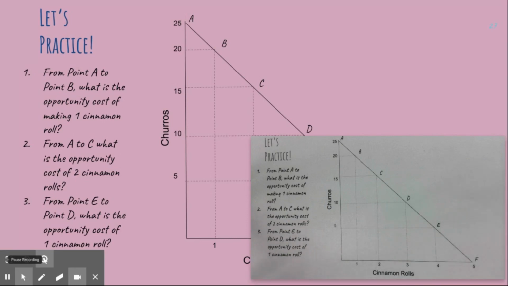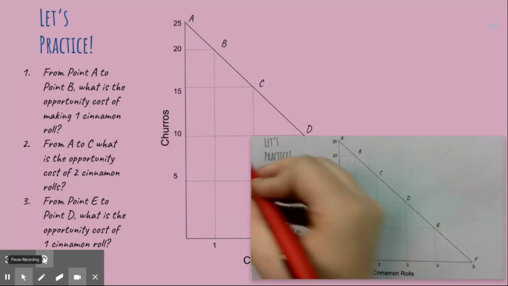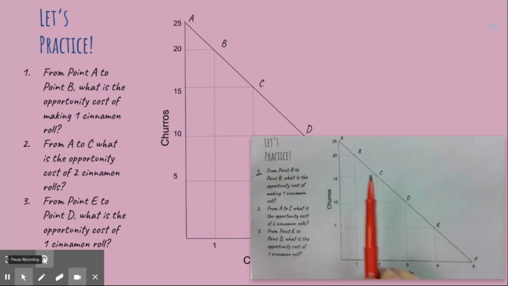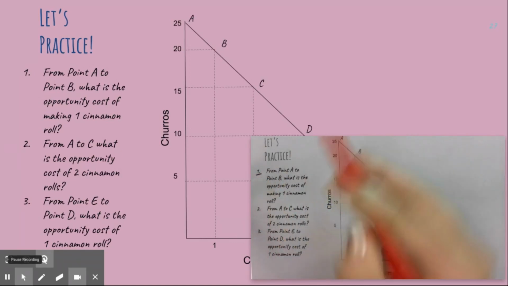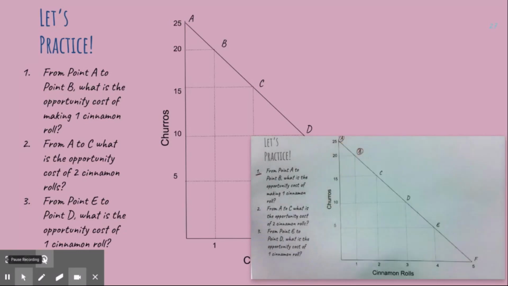So let's practice again. And this one has a few more problems. So I'm going to walk you through it again. So red pen is going to be my first problem if you're following along with my colors. From point A to B, so I'm going to circle, I'm going from point A to B. What is the opportunity cost of making 1 cinnamon roll?